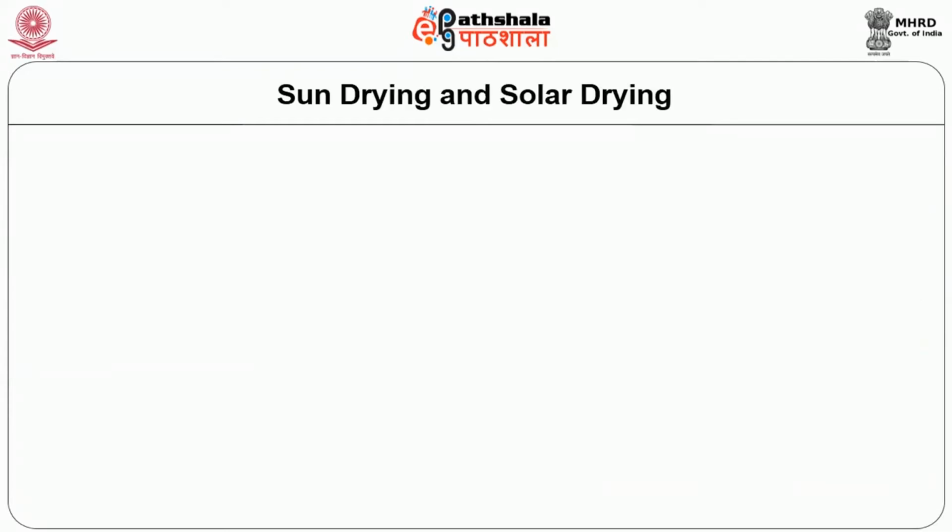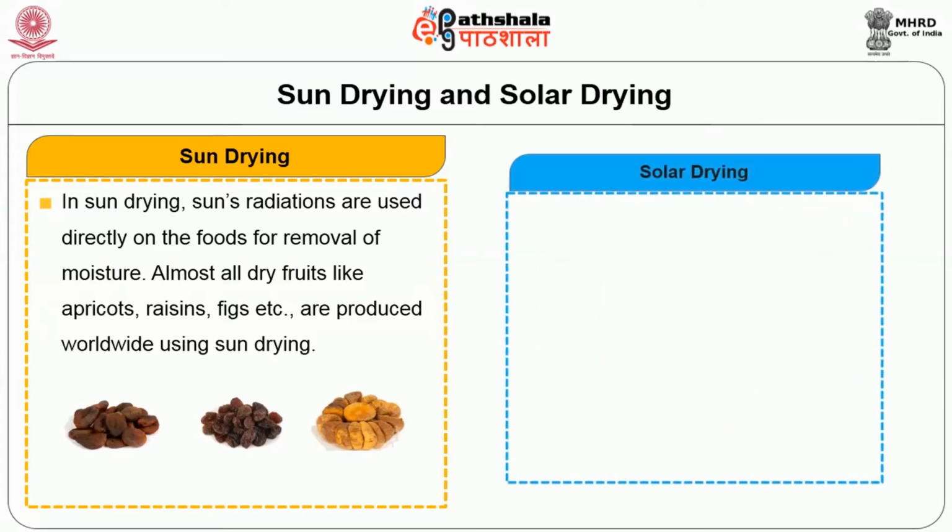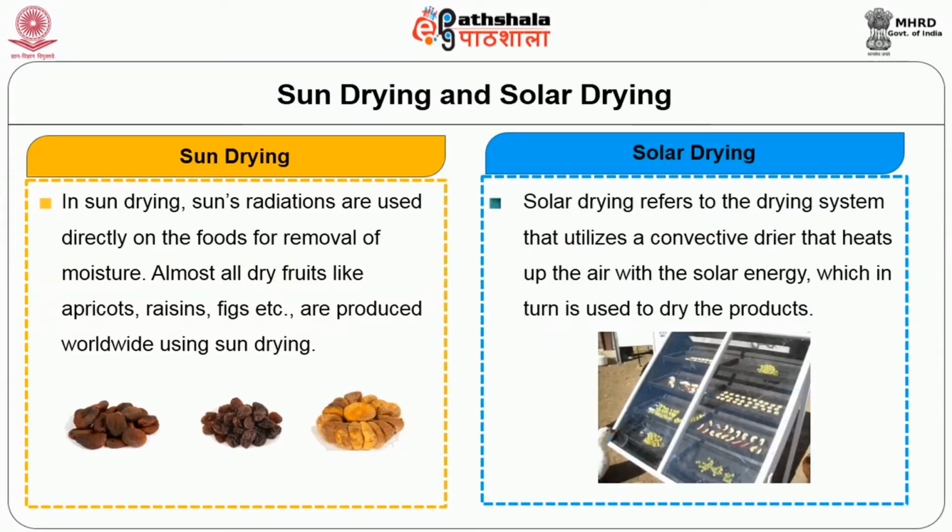Let us see the differences between sun drying and solar drying. In sun drying, the sun's radiations are used directly onto the foods for removal of moisture. Almost all dry fruits like apricots, raisins, figs, etc. are produced worldwide using sun drying. Fish, grains and vegetables are also sun dried, and solar drying refers to a drying system that utilizes a convective dryer that heats up the air with the solar energy, which in turn is used to dry the products.